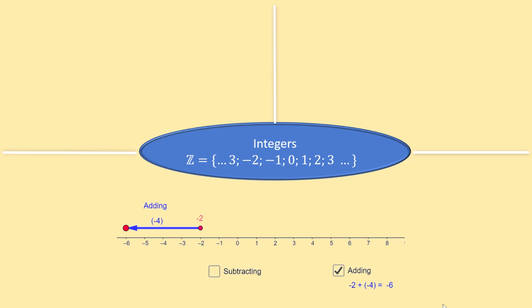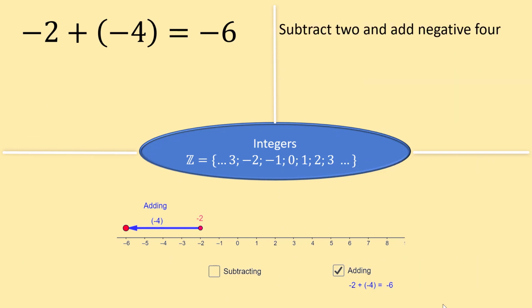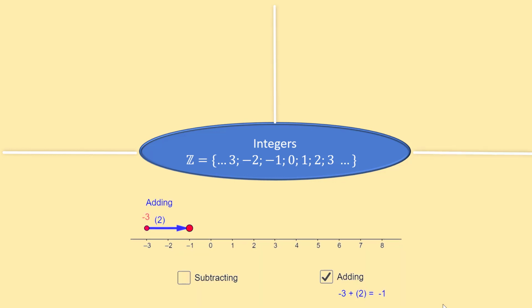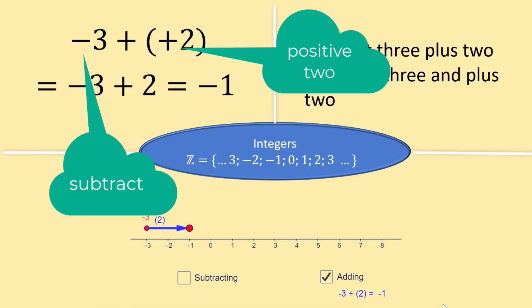So if we have negative 2, which is subtract 2, and we add a negative 4, we move 4 places to the left. That is subtract 2 plus a negative 4. Subtract 2 and add negative 4. Or subtract 2, subtract 4, because to add a negative number is the same as subtracting that number. Let's do another example. We've got subtract 3 and we add 2. So that is the same as subtract 3 plus 2, and that is negative 1.